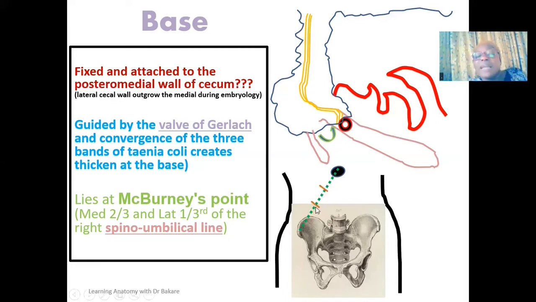So if you look at the junction between the medial 2/3 and the lateral 1/3, this is the junction of the medial 2/3 and the lateral 1/3. So at this junction is where we have the base of the appendix placed in surface marking.